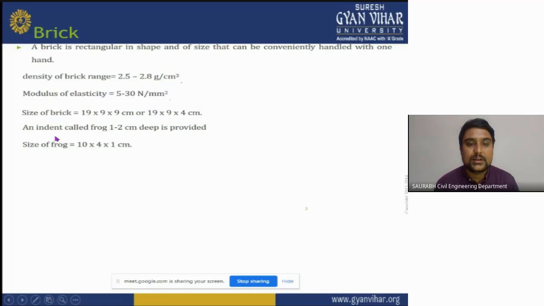An indent, or frog, from 1 to 2 centimeter deep is provided, and the size of frog will be 10 into 4 into 1 centimeter. That is the basic knowledge of brick, and you need to understand it, and you also need to learn what the size of brick is and what the meaning of frog is. You will also see this in the next slides.